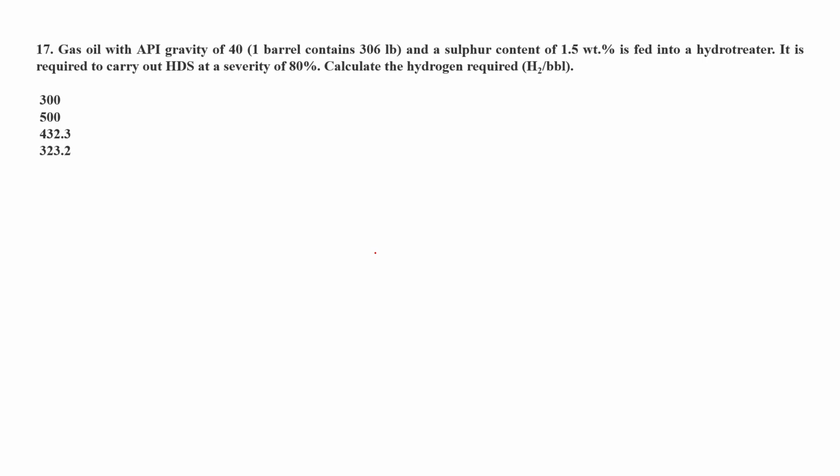I forgot to write the correlation, so I will be writing it here myself, and further I will add it in the slides for your convenience. Sorry for this inconvenience. So the correlation is given as SCF H2 per barrel equals 110.8 into SF plus 10.2 into HDS percentage minus 659. So this is the correlation which is given.